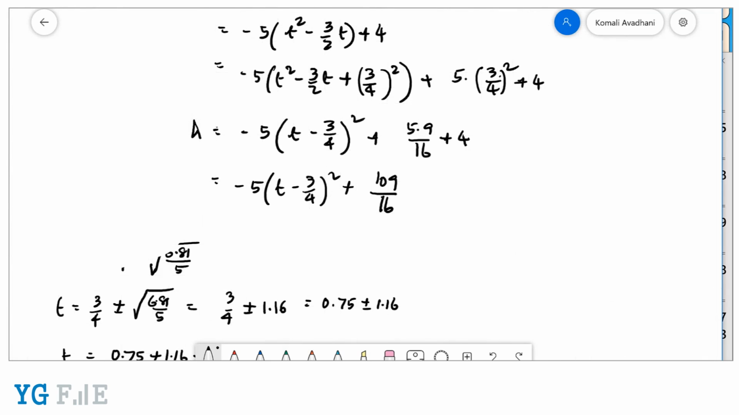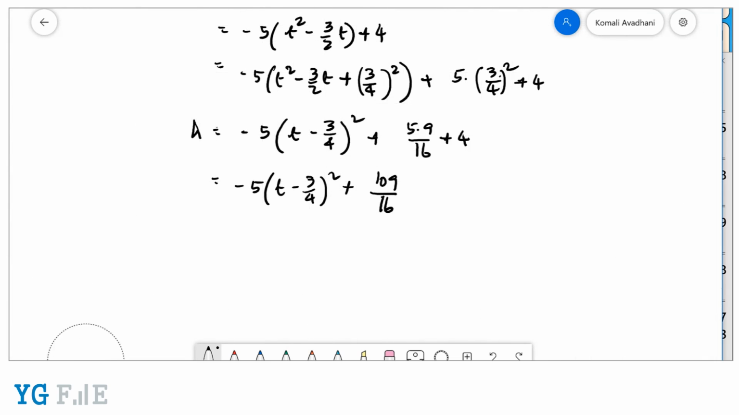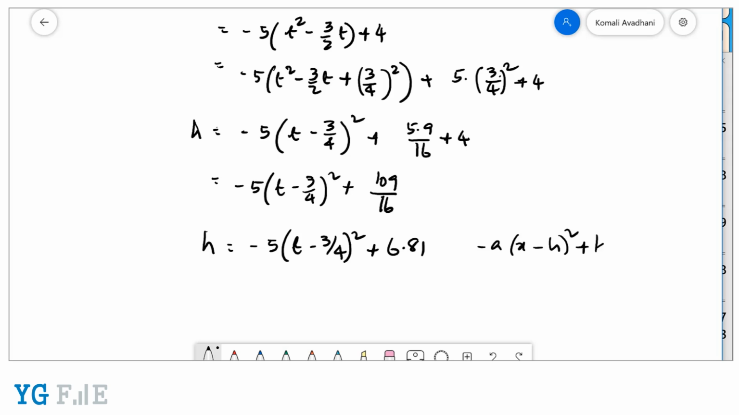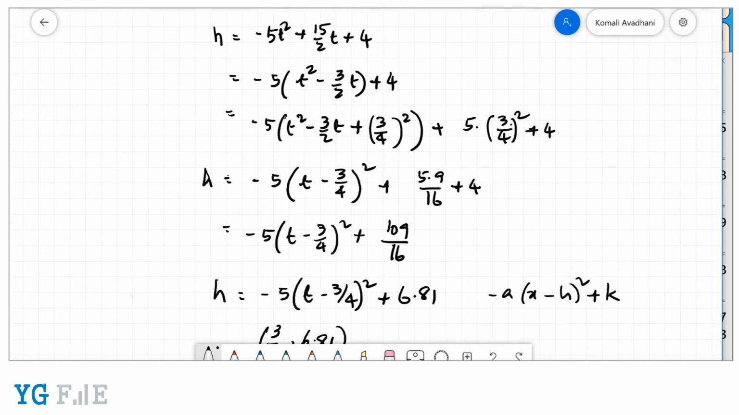So let us try to write it in a compact form, that h is minus 5 into (t minus 3/4)² plus 6.81. So this equation looks like minus a into (x minus h)² plus k, where h and k are the vertex. So comparing this one, we can now write our vertex is 3/4 for the x coordinate and 6.81 for the y, and 6.81 is what we want because the maximum height is 6.81.